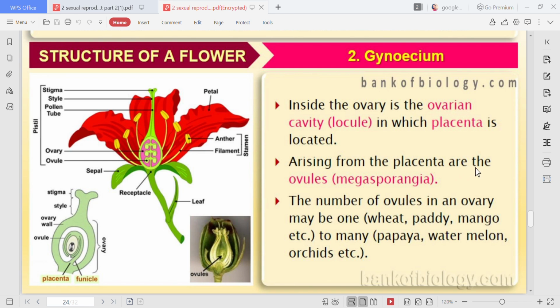Arising from the placenta are ovules. So this is, you see, arising from the placenta. This is the placenta which is going on, and here the ovule, single ovule is there. So arising from the placenta is the ovule, and ovule is also called as megasporangia. So mind it, ovule is also known as megasporangia. The number of ovules in an ovary may be one. The examples are wheat, paddy, mango, and they may be many like papaya, watermelon and orchids.